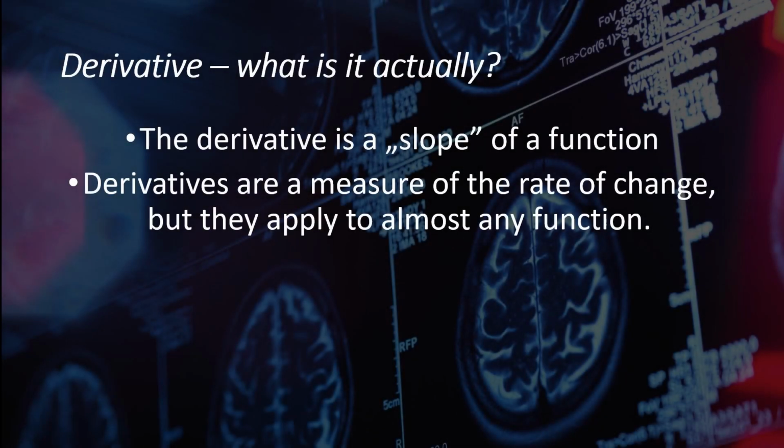Now moving on to the topic of a derivative. What is actually a derivative? By definition, the derivative is the slope of a function. Derivatives are a measure of the rate of change, but they apply to almost any function.